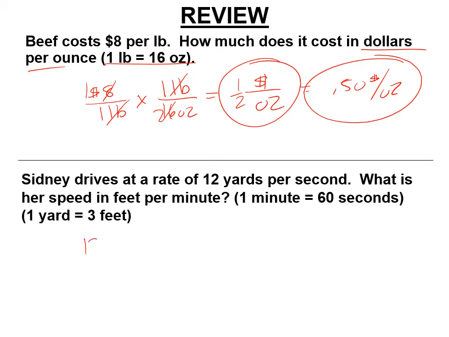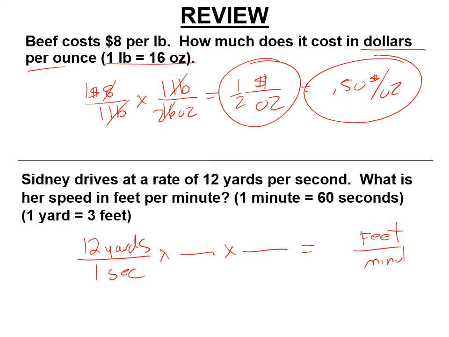Sydney drives at a rate of 12 yards per 1 second. Okay, what is her speed in feet per minute? Now I've given you 2 unit conversions, so I have a feeling this is a multi-step rate problem. We want this in feet per minute, right? So both yards and seconds are going to go away because the answer is in feet per minute. So 1 minute equals 60 seconds. So we're going to get rid of the seconds. So we're going to cancel like that, equals 1 minute. And then we're going to get rid of the yards by putting 1 yard down here and 3 feet up here. So the yards get canceled.